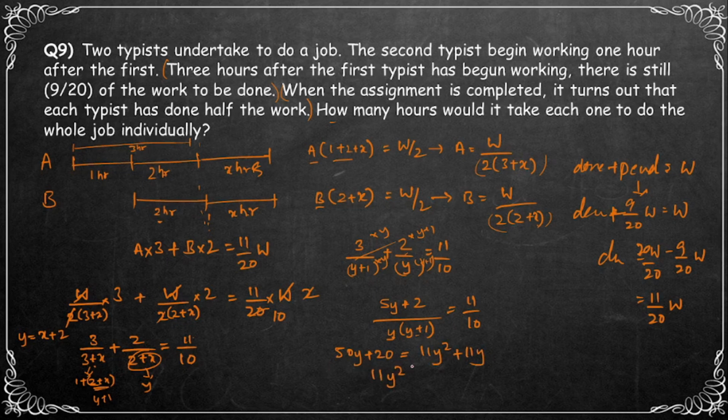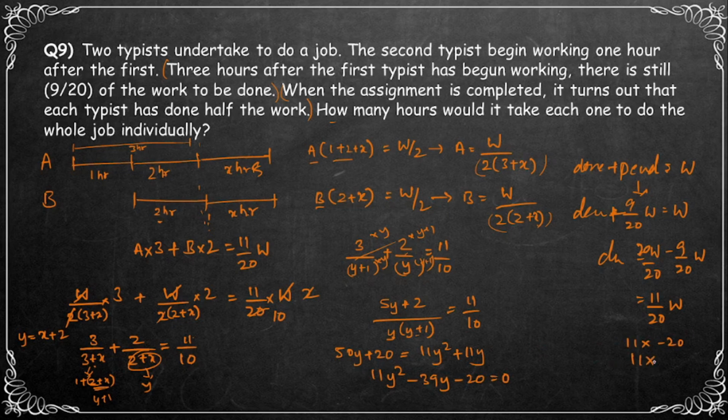So that turns out to be 11Y square, 11Y minus 50Y, it is minus 39Y minus 20 is equal to 0. So this is a quadratic equation. We need to solve it. So we have 11 into minus 20. So 11 plus 20, it is 31.